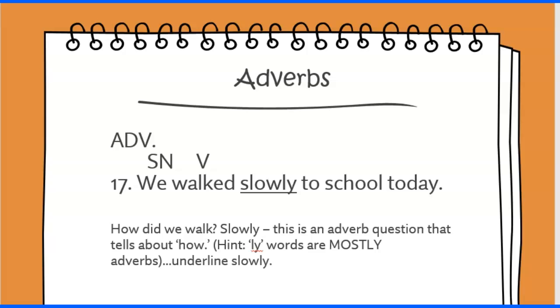It tells about how. Now I'm going to give you a little hint here. Most ly words are adverbs. Think about in our IEW writing, we're going to be learning about ly adverbs as a dress-up, and it's coming soon, and so you're going to see these again. So just remember, almost all the time if you have an ly word, it is an adverb. So I have underlined slowly because it tells us how, and it is sitting right beside the verb. It doesn't have to be, but it is sitting right beside the verb.